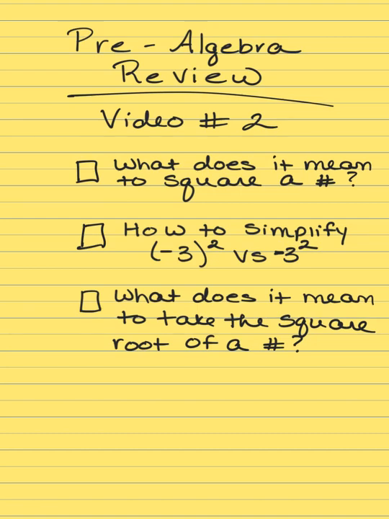All right, here's the second video for your pre-algebra review. In this video, I'm going to cover what it means to square a number, and also the difference between simplifying something that looks like this versus this. When we're squaring numbers, specifically negative numbers, how does adding in the parentheses change how we interpret that expression? And then finally, what does it mean to take the square root of a number and how do we simplify expressions that have square roots in them?